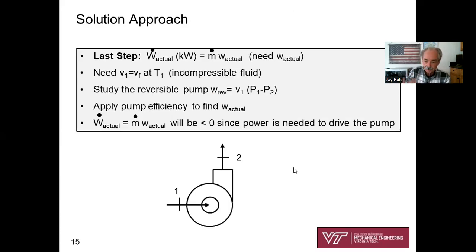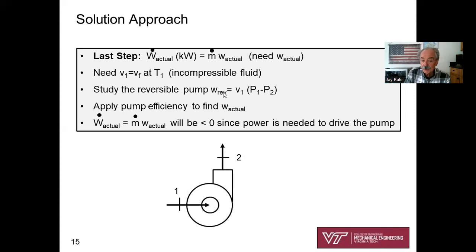Okay, so before we start putting pencil to paper, let's look at the solution approach. Ultimately, our last step is going to be calculating the pump power, because during our computations we're going to be dealing with little w. We need little w actual in kilojoules per kilogram. We'll multiply by kilograms per second to get power. So we're going to go to the temperature table to look up V1, which will be VF at T1. We will also look up H1 when we calculate the outlet enthalpy of the pump. That's going to be H sub F at T1.